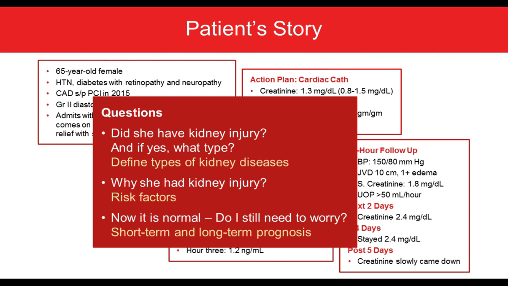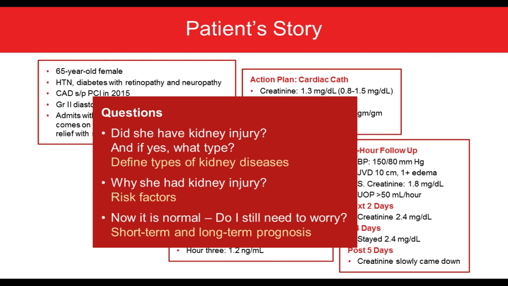Then you're like, oh, creatinine went up, so she did not get discharged. She's in the hospital, and over 48 hours her creatinine is 2.4, but then over the next few days it stays there at 2.4, and after 5 days of cath, it starts coming down slowly. So now you have a question in your mind, did she have kidney injury?